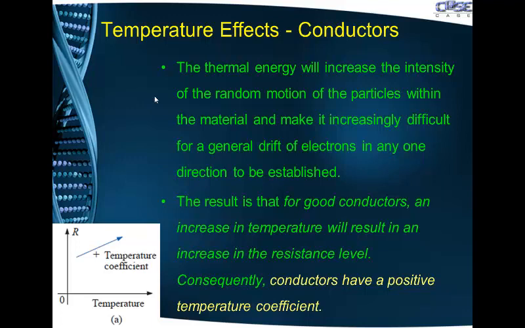Then it would be very difficult for a person to cross that path or go through from one end to the other end of the corridor. So in other words, the resistance would be increased if the random motion of the particles increases. So the result is that for good conductors an increase in temperature will result in an increase in the resistance level. Consequently, conductors have a positive temperature coefficient. Positive temperature coefficient means as the temperature increases the resistance also increases.